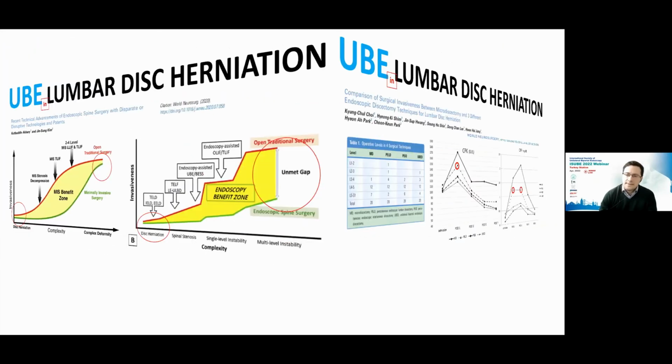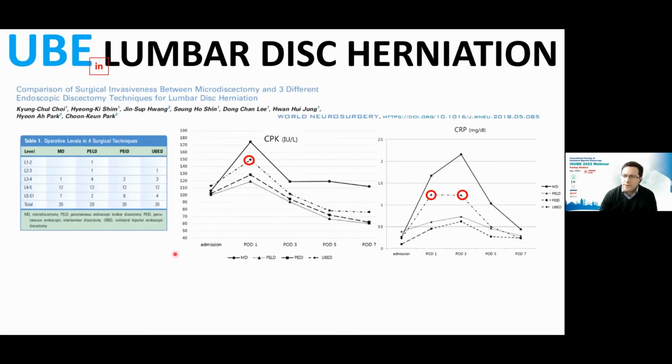I think this is a very important paper. It was published by the Korean group in World Neurosurgery in 2018, and they show us the difference between microsurgery, endoscopic, full endoscopic and biportal surgery. And if we see the details of the CPK and CRP, microsurgery is more aggressive to the lumbar muscle, the full endoscopic surgery has better results, and UBE is in the intermediate part of the inflammation.